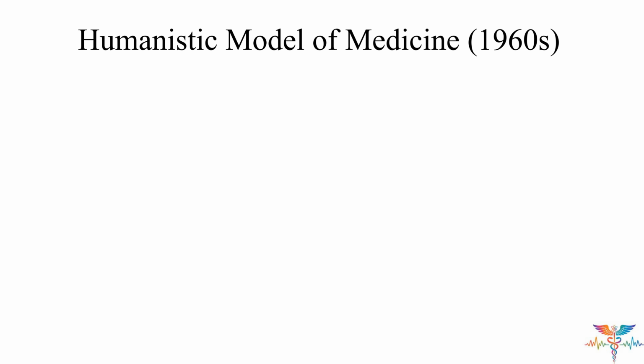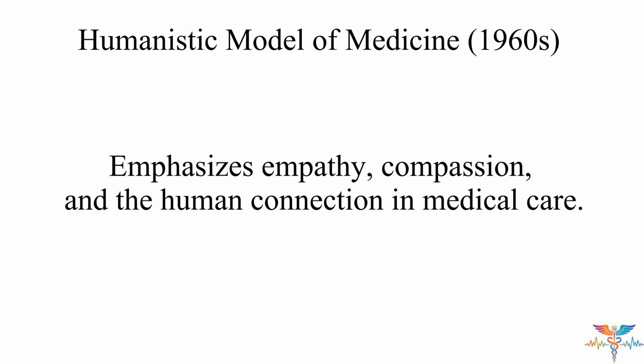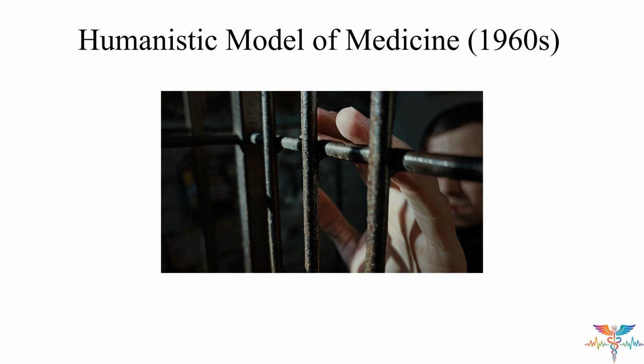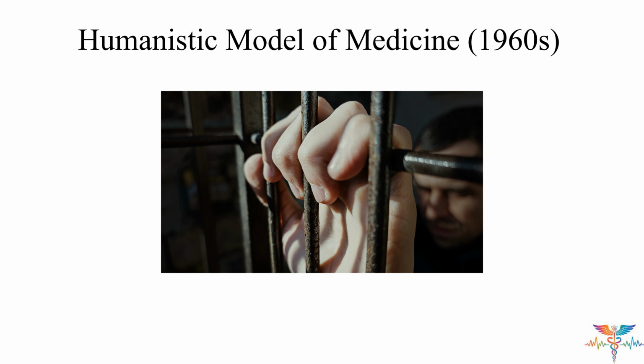Humanistic model of medicine of the 60s. This emphasized empathy, compassion, and the human connection for medical care. This is another great advancement, and without the human connection, compassion, and love, people die. In fact, if you want to cut someone's health and lifespan in half, the easiest thing to do is put them into solitary confinement.